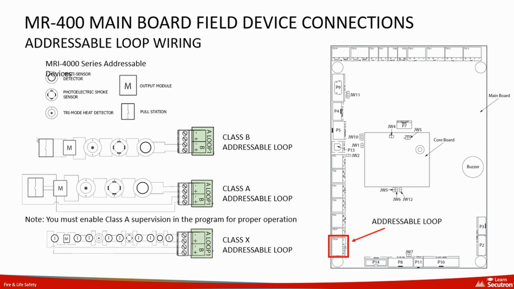When connecting addressable field devices to the MR-400's addressable loop circuit, wiring configurations for Class B, Class A, and Class X are compatible as shown. If using Class A wiring, this option must be selected in the configuration software and loaded on the panel to be functional.